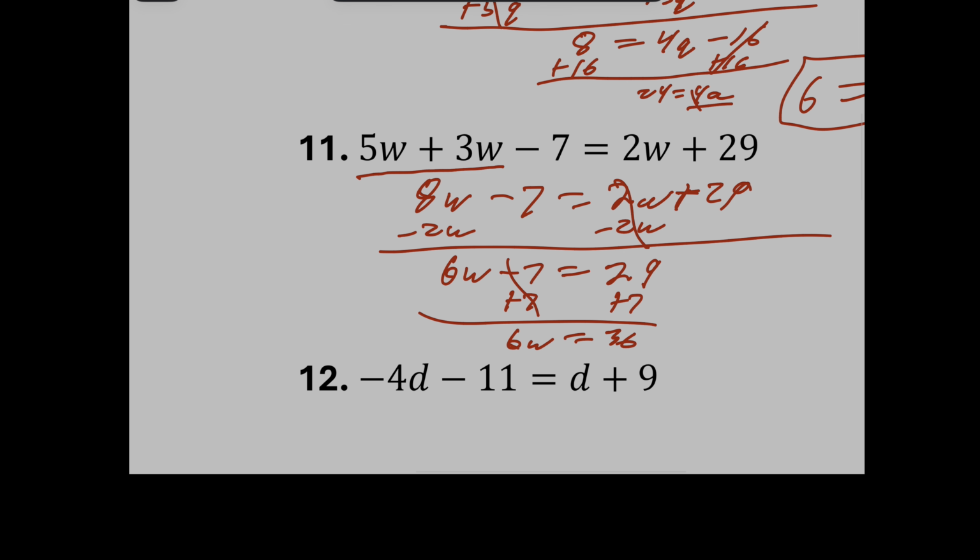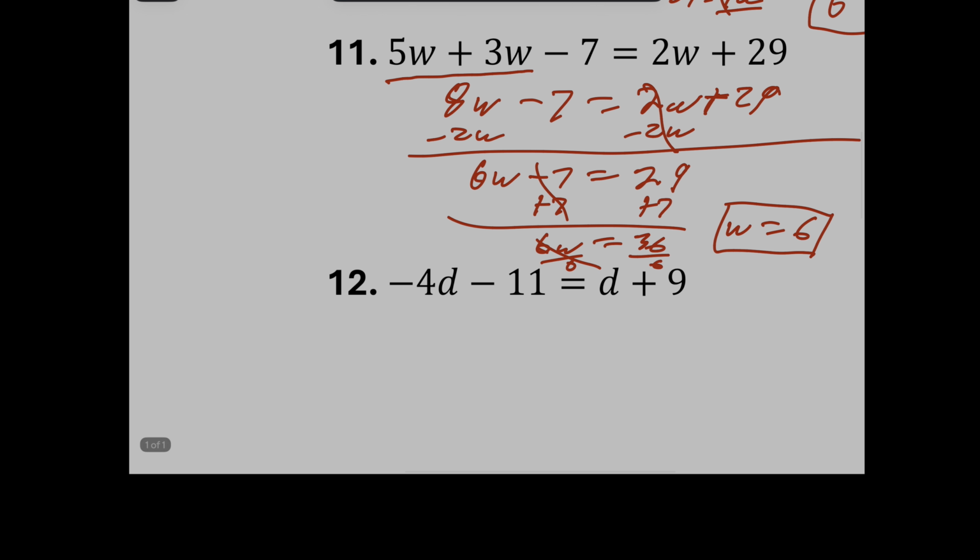I'm starting to run out of room, but that's okay. I'm still going to divide by 6 over here, and I'm going to write my answer here. W equals 6 because 36 divided by 6 is 6. All right, number 12. Well, I have a letter, I have a number, I have a letter, and I have a number. I have nothing that I can combine. So I'm just going to go at it.